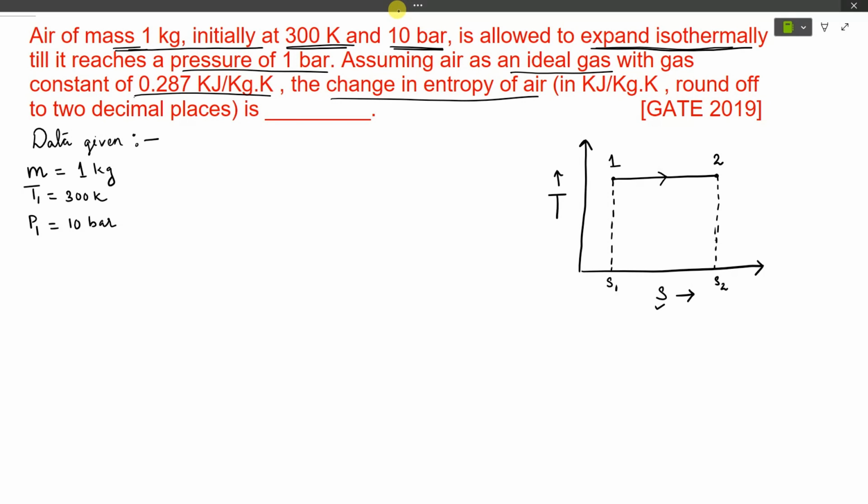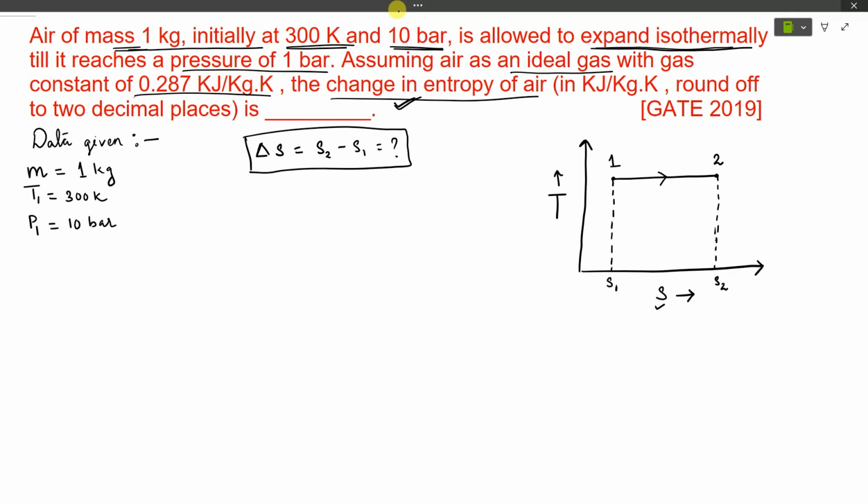So in this question we have to find out the change in entropy, that is delta S, which is equal to S2 minus S1. This we have to find out as per the question.